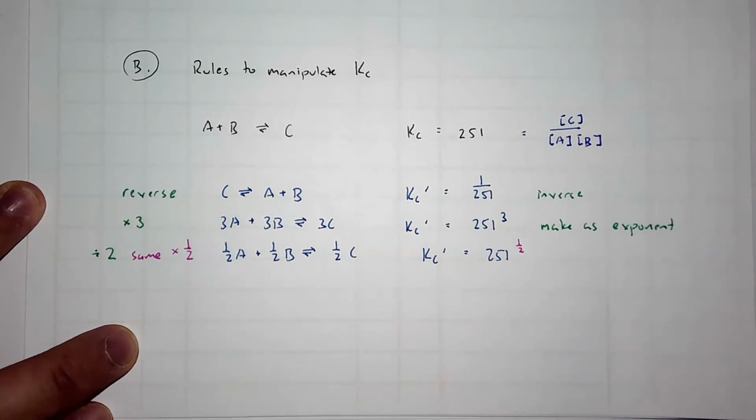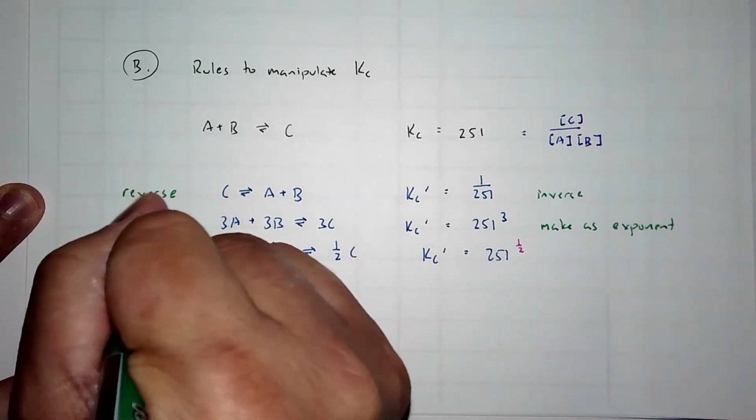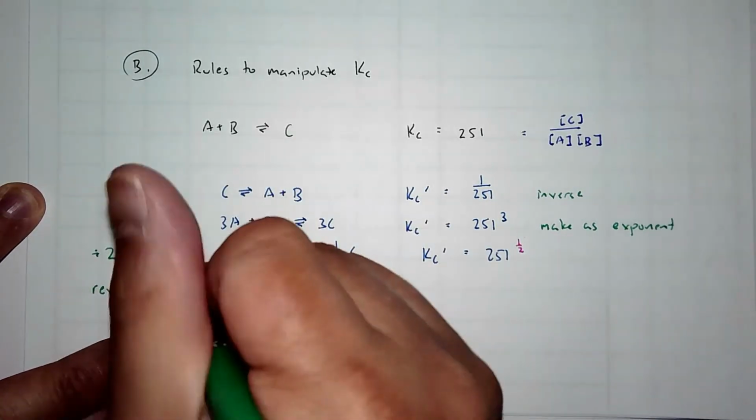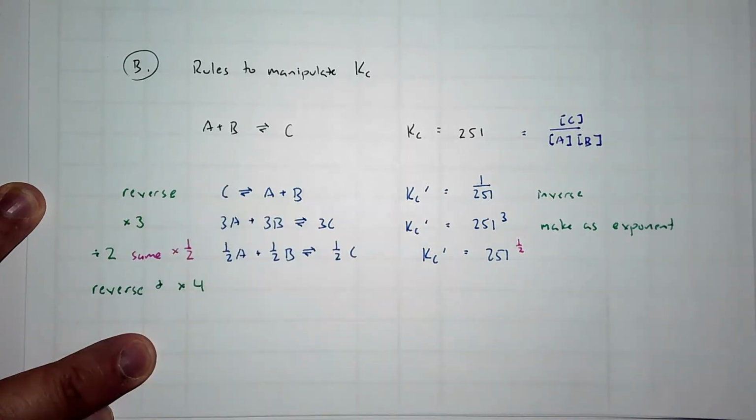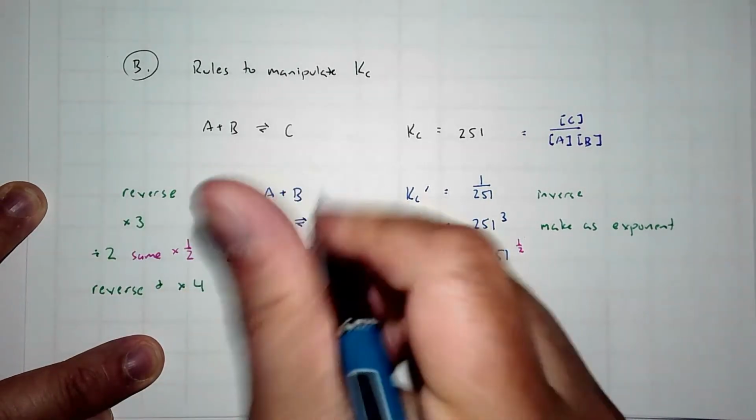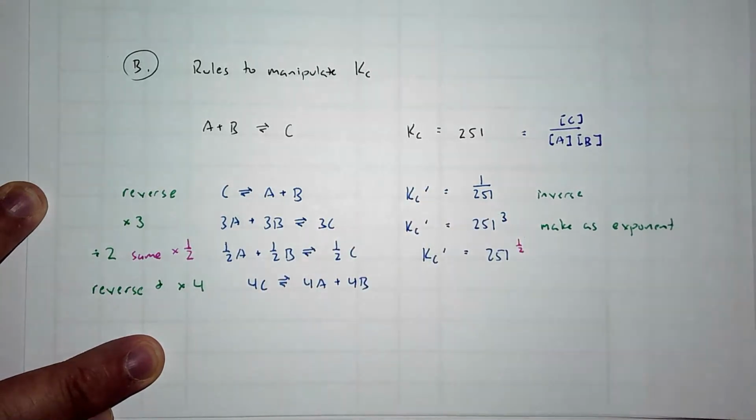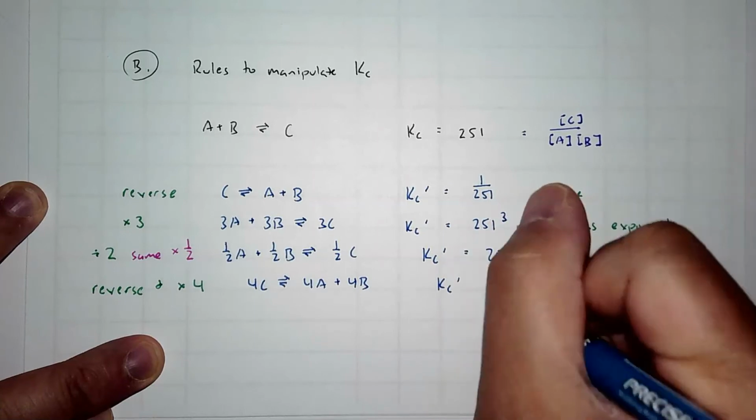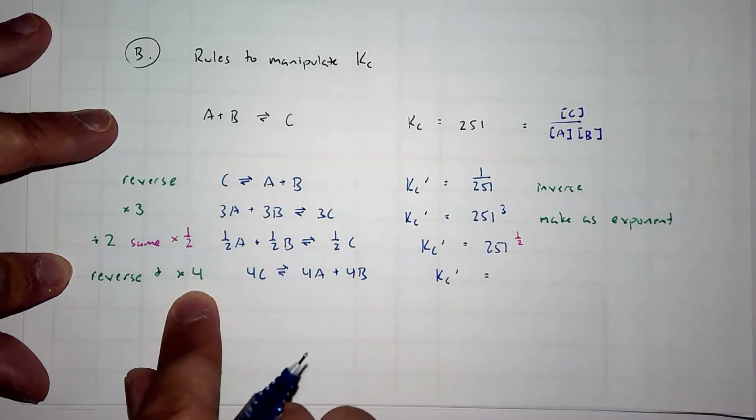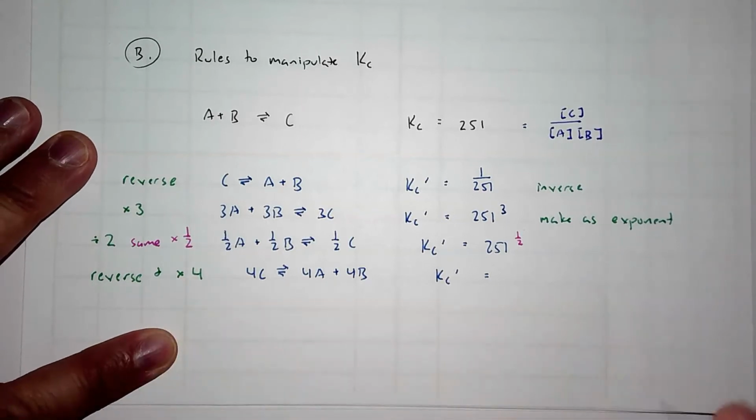Okay. What about this? What if we reverse and multiply by, I don't know, let's say multiply by 4? Oh boy. Okay, so we reverse and we get 4C goes to 4A plus 4B, and we have a new Kc prime. You know that if you reverse, you take the inverse, and when you multiply the coefficients by a factor, you raise it to the exponent.